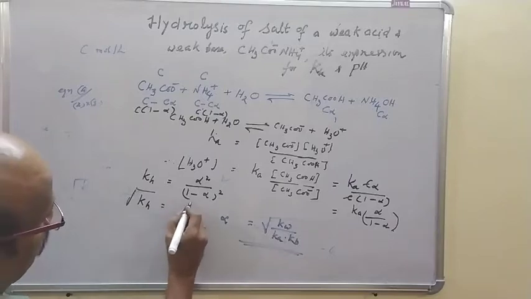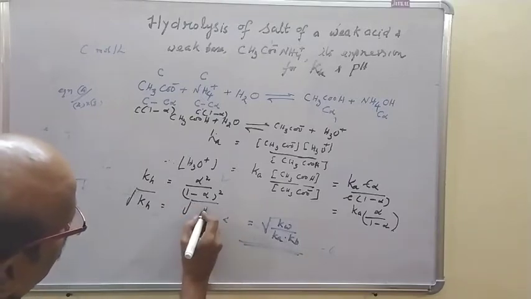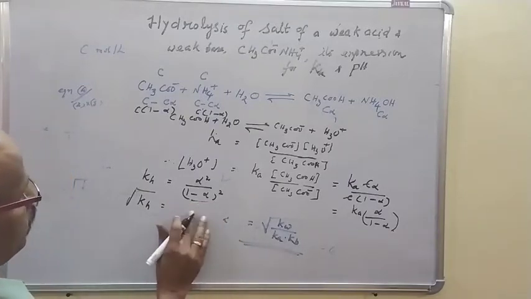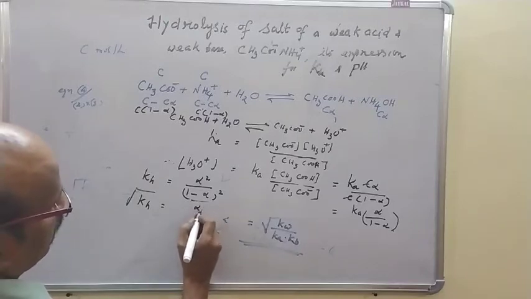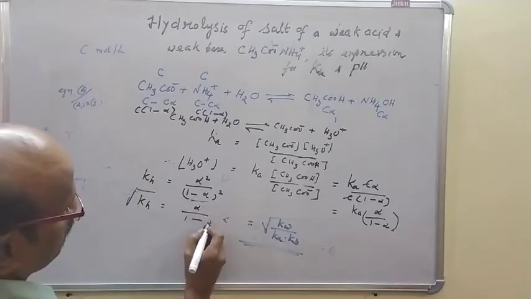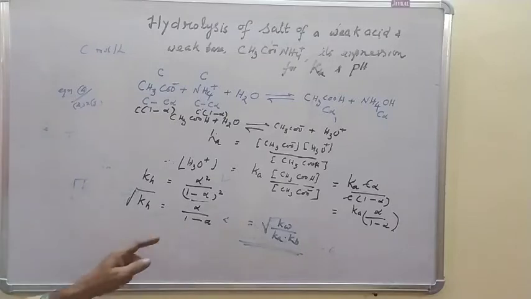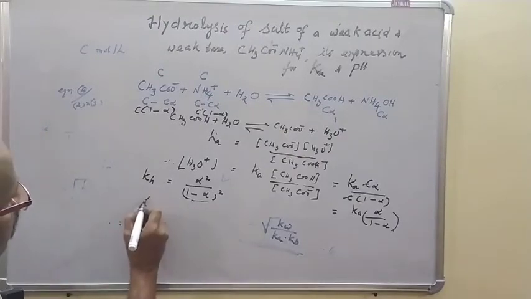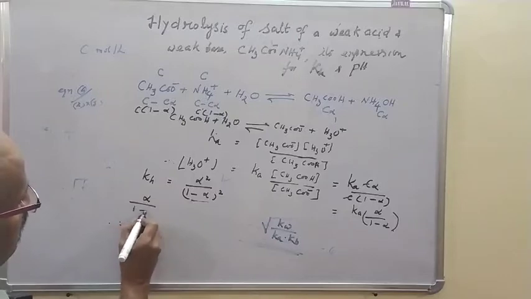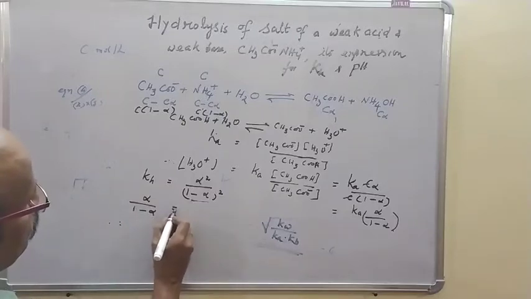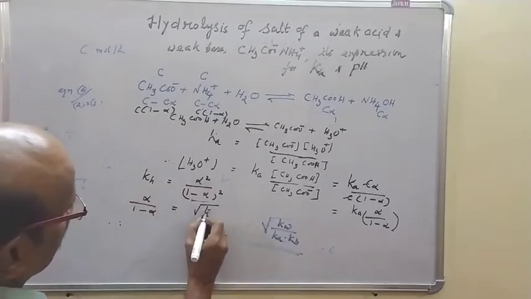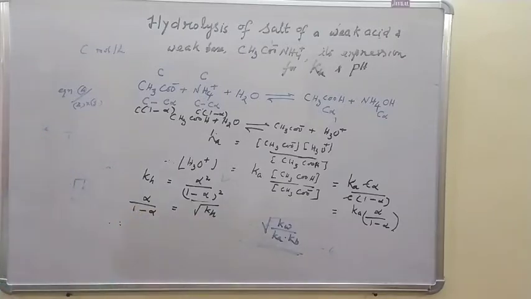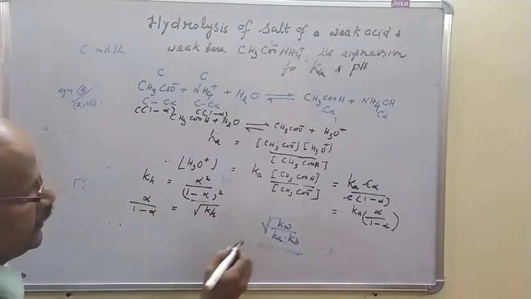is equal to square root of alpha square by (1 minus alpha) the whole square. Square root of KH is alpha by 1 minus alpha. So, since KH is this, therefore alpha by 1 minus alpha is equal to square root of KH. So you can write this.